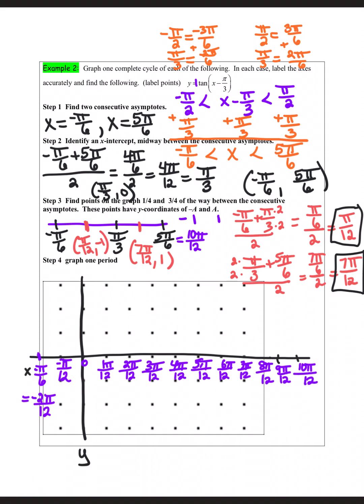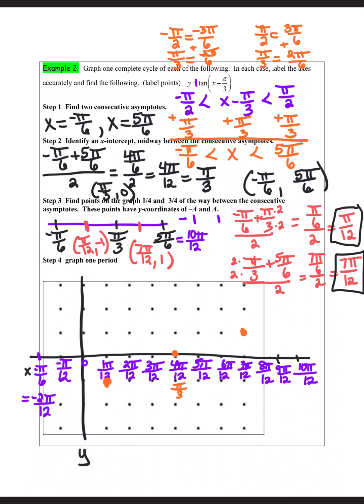And then my first point is going to be pi over 12, negative 1. My second point will be at 4 pi over 12, 0. And the reason why is because 4 pi over 12 is equivalent to pi over 3. And my next point will be at 7 pi over 12, 1. And then I have my two asymptotes.